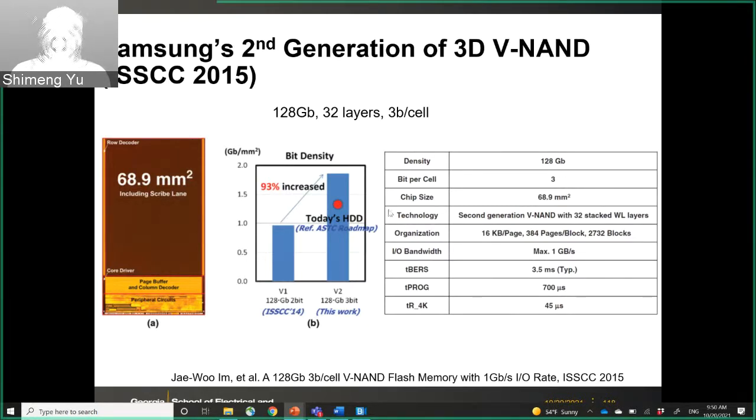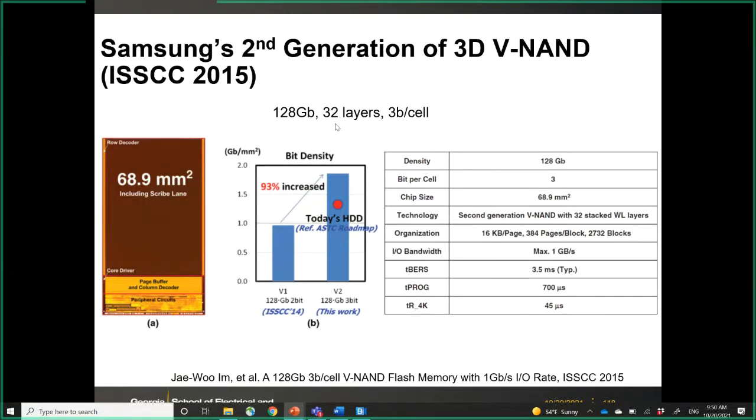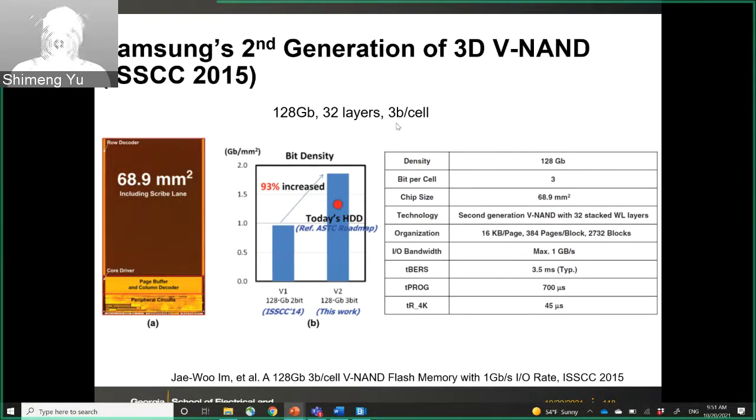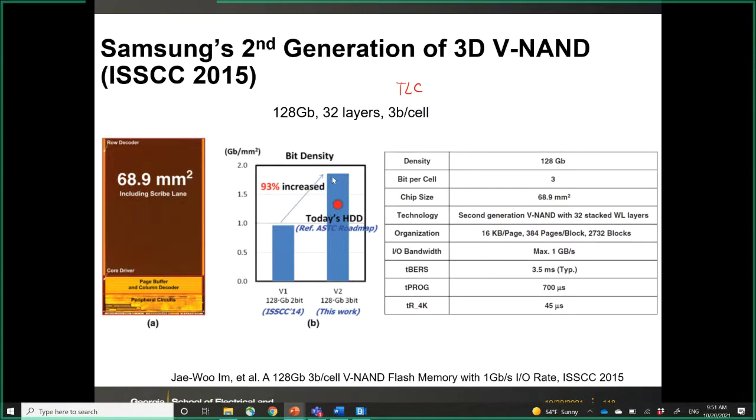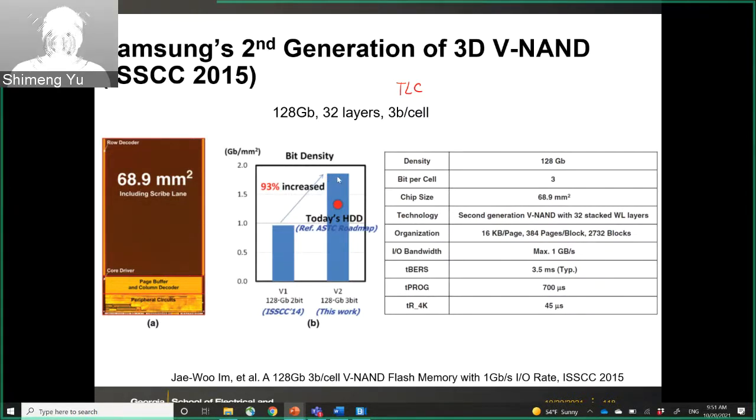So let's look at the second generation, which is ISSCC 2015. In this case, it improved to 32 layers, and it also enabled TLC, the 3-bit per cell, triple level cell. The density in gigabit per millimeter square, if you recall, the first generation was close to 1 gigabit per millimeter square. For the second generation, it improved to about 1.6 or 1.7, almost double the integration density. And it actually outpaced the hard disk drive density at that time.